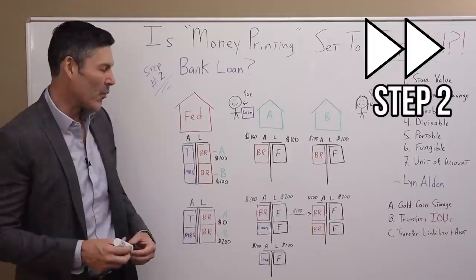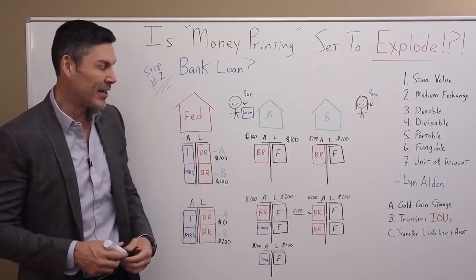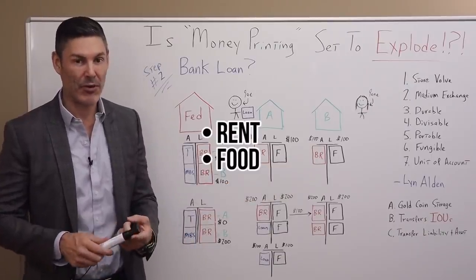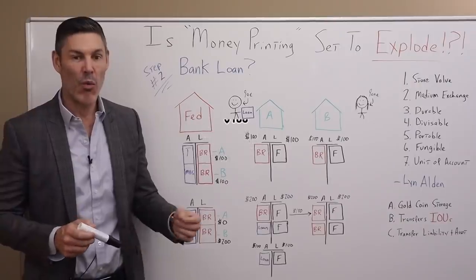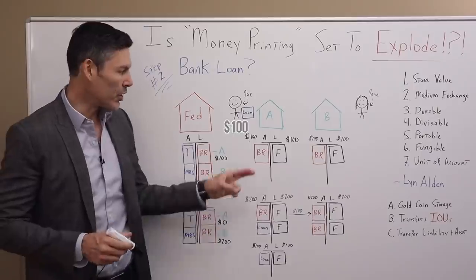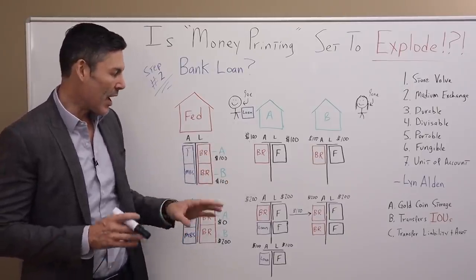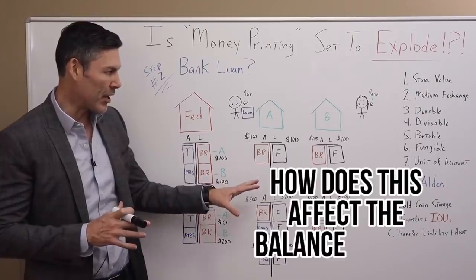Right. Well, he might have 100 Fugazis in his account, but he's got to pay rent, he's got to buy food, so he needs an extra 100 Fugazis, an extra 100 IOUs from the bank. So he goes down to the bank, asks for the loan, and he gets it. How does this affect the balance sheets?